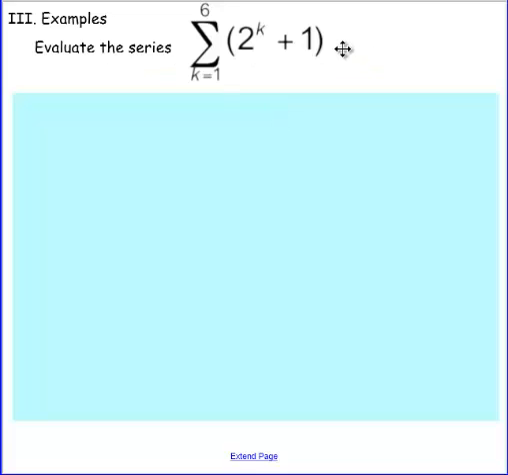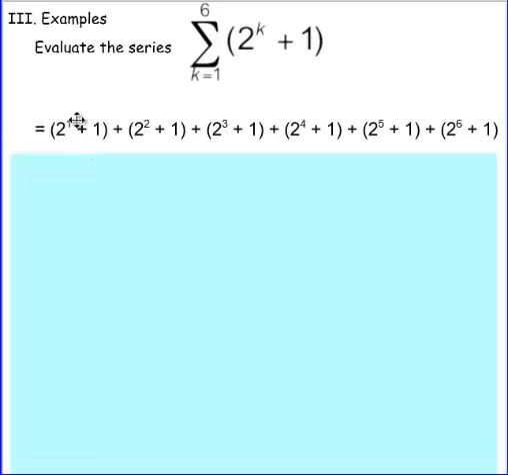So another example that has a little bit more to it. Here we are going to do the sum of 2 to the k power plus 1 for k equals 1 to 6. You start by plugging in the 1. So this is the first one, 2 to the first plus 1. And then we go 2 to the second plus 1, and then 2 to the third plus 1. And so you just keep plugging in until you get to the 6, and then you stop.